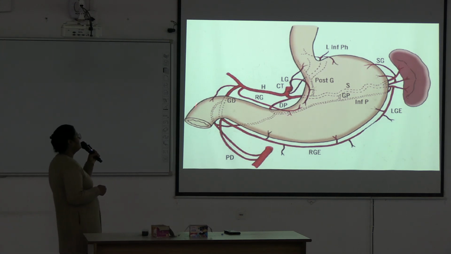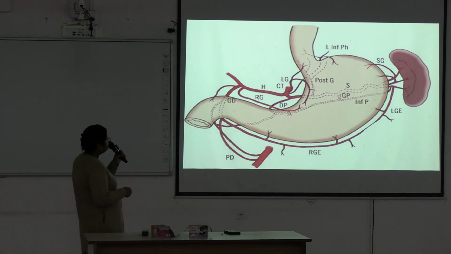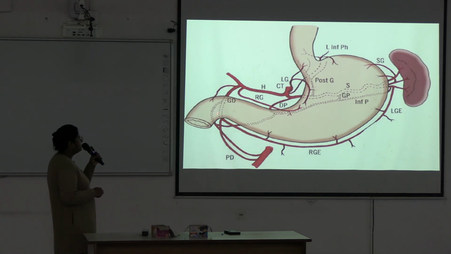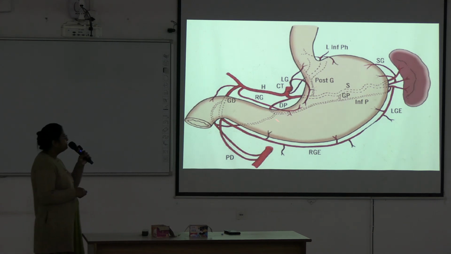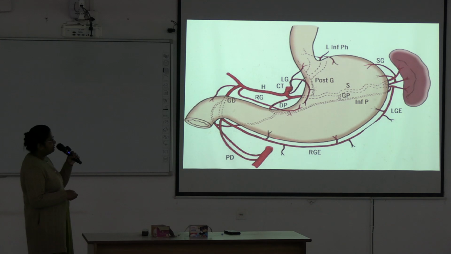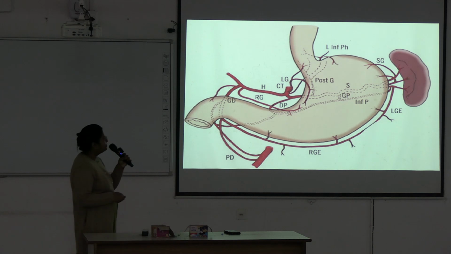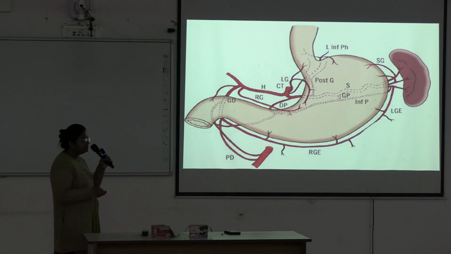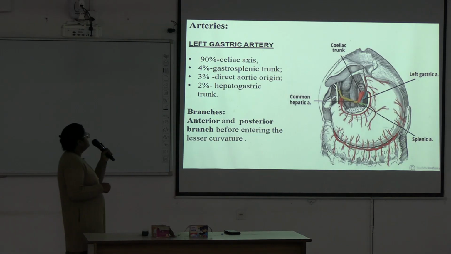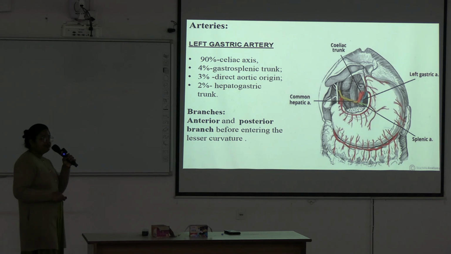From the gastroduodenal, this is the supraduodenal, and the gastroduodenal divides into superior pancreaticoduodenal and the right gastroepiploic. Right gastroepiploic lies along the greater curvature of the stomach, supplying the stomach and also the greater omentum. So these are the positions of different arteries. Now we'll discuss the individual arteries.